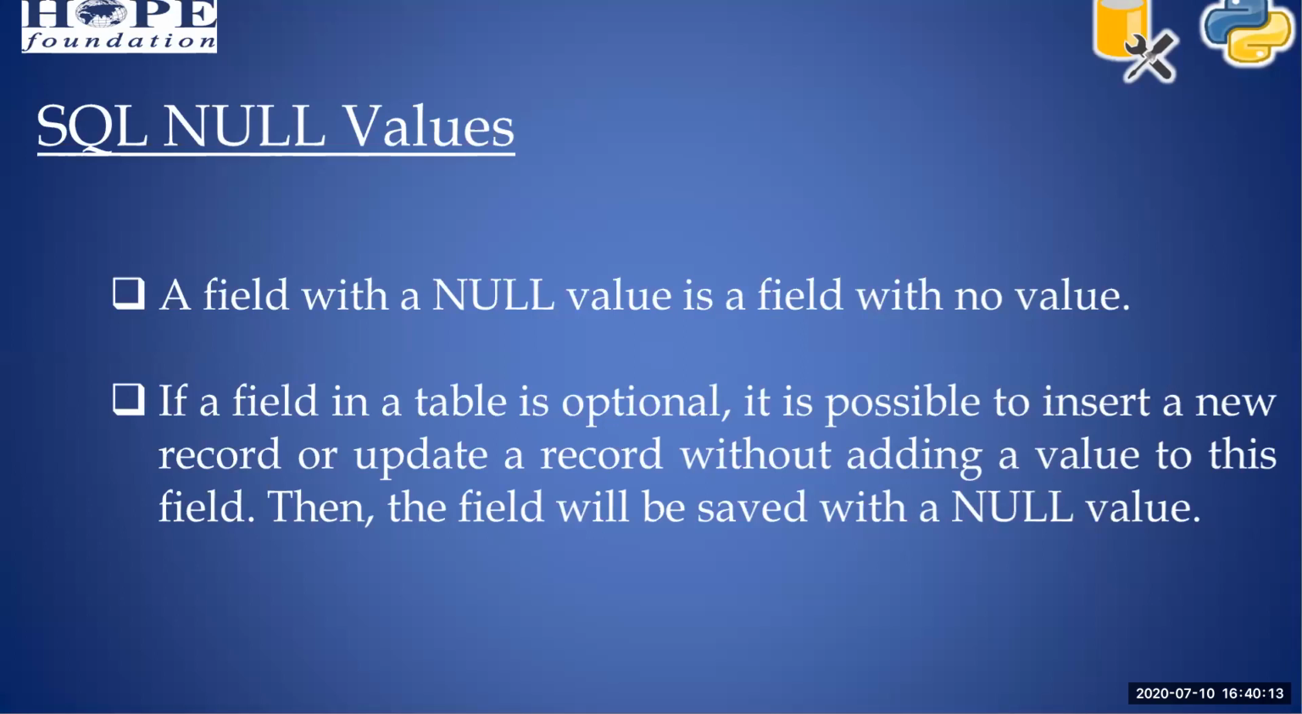So if any value in a cell or record is missing, that particular cell is called a null value. If a field in a table is optional, it is possible to insert a new record. So we can insert a record with null values, because there is no value there. We can insert a new record or update a record without adding a value to this field. Then the field will be saved with the null value.